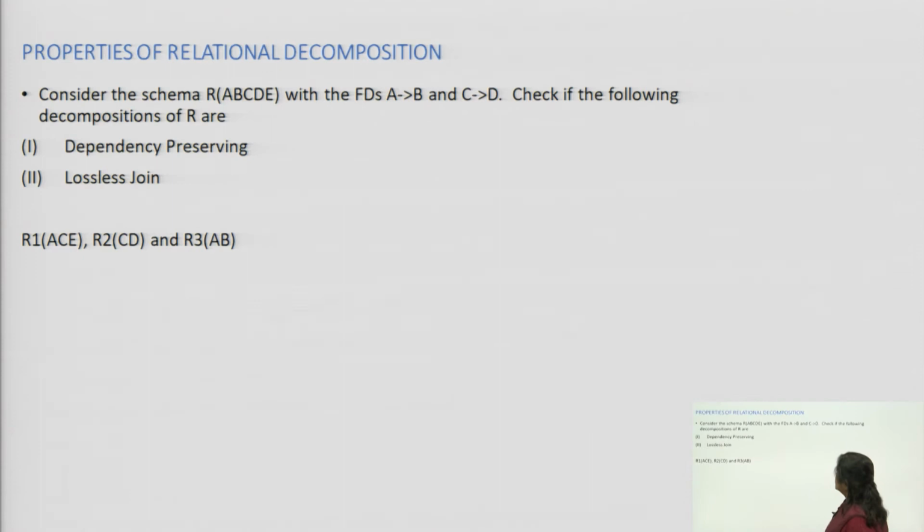Here we are saying consider the schema A B C D with the functional dependencies A to B and C to D. Check if it is dependency preserving, check if it is lossless, and R1, R2, R3 over here are the 3 decompositions. So, for dependency preserving, what will we do?